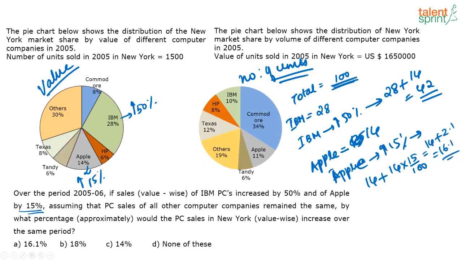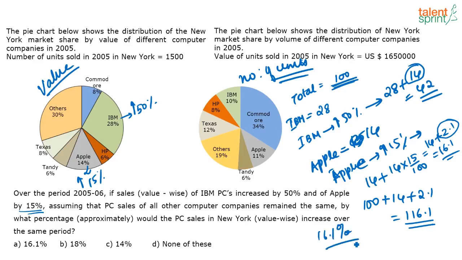16.1. Now net, if you see, earlier the total sales was 100. Now how much has it increased by? See, there is a 14 increase here for IBM and there is a 2.1 increase here for Apple. So this 100 has now become 100 plus 14 plus 2.1, or that is equal to 116.1. So earlier if the sales was 100, now it has become 116.1. So what is the percentage increase in sales now? 16.1% increase in sales now. So that is the answer that we are looking at.